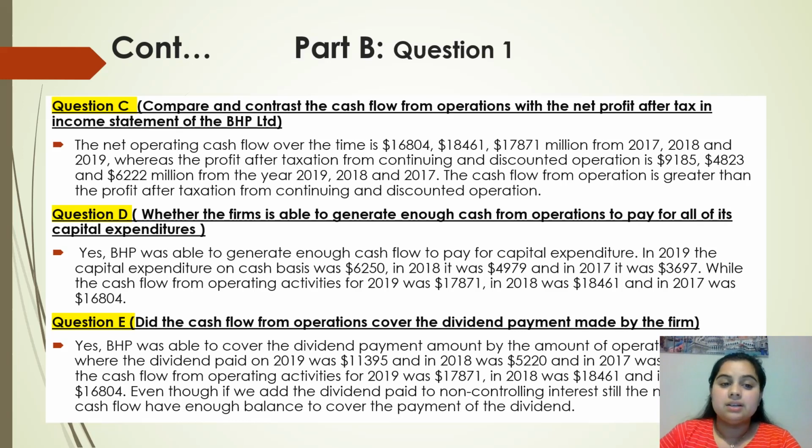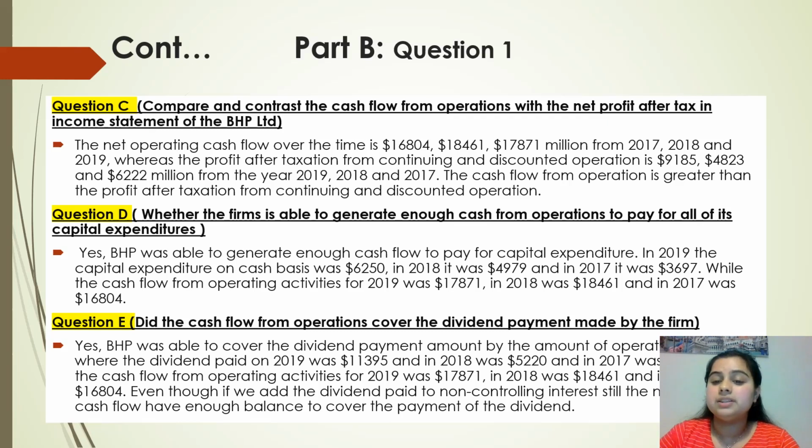Question D, it's about whether the firm is able to generate enough cash from operations to pay for all of its capital expenditures. Yes, BHP was able to generate enough cash flow to pay for capital expenditure. In 2019, the capital expenditure on a cash basis was $6,250. In 2018, it was $4,979.